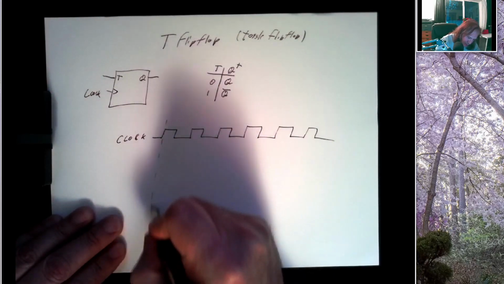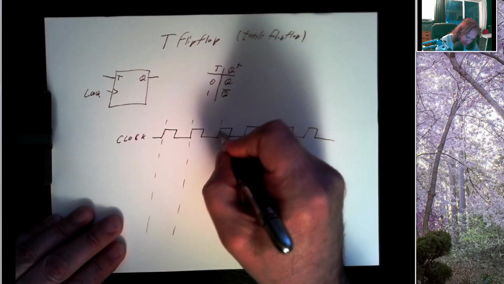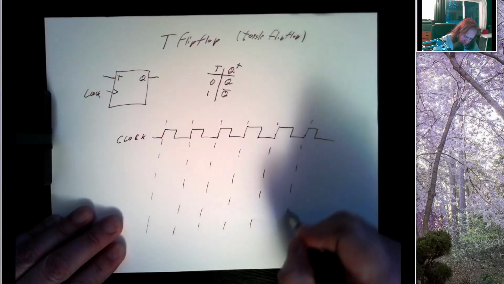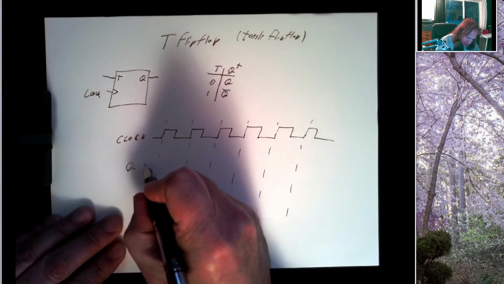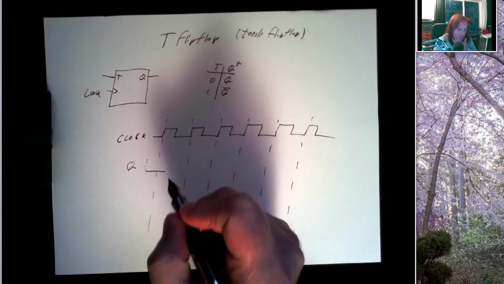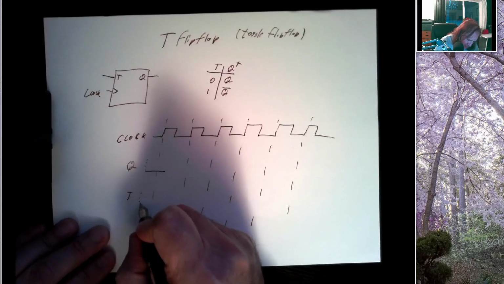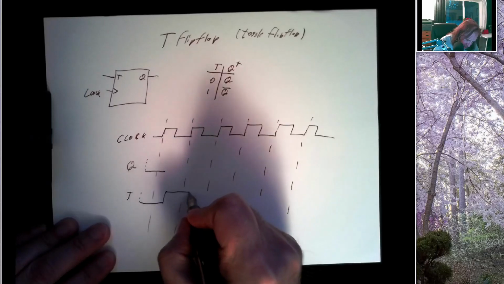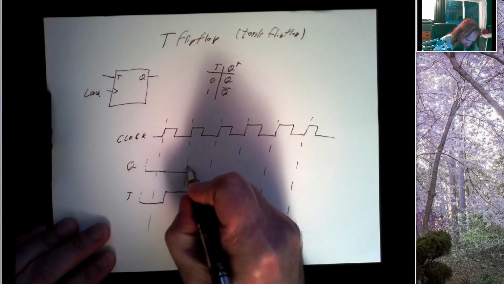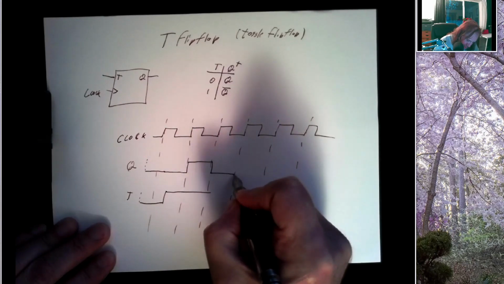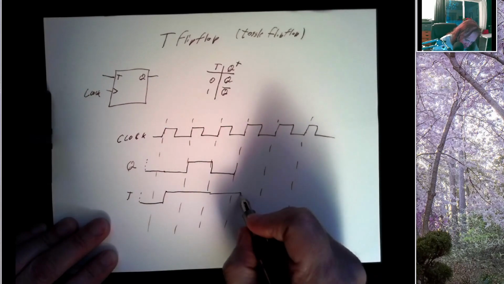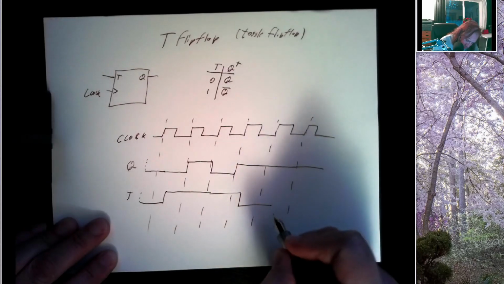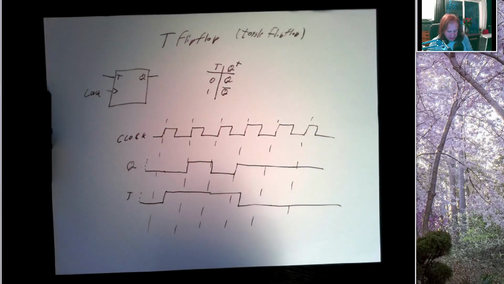And so we're only interested in what happens on these clock edges. Let's suppose that Q is initially low. If our toggle input is low, clock ticks, nothing happens. If our toggle input is high, then every time the clock ticks, the output changes. If the toggle input goes low again, then when the clock ticks, nothing happens. Right? So different from a D.